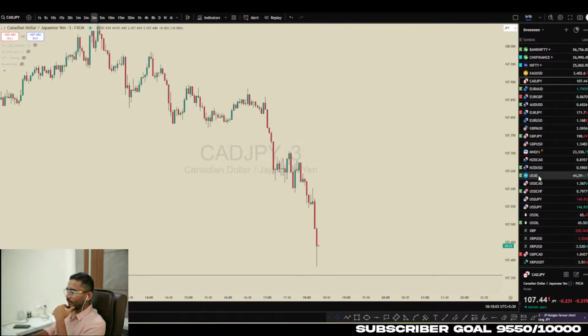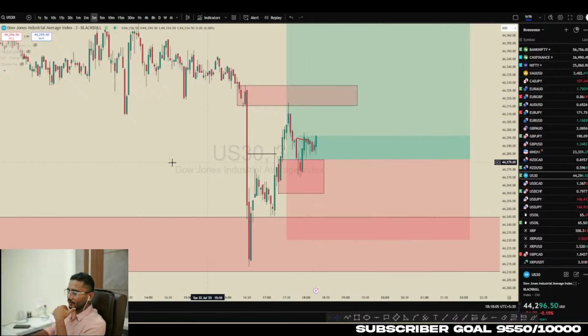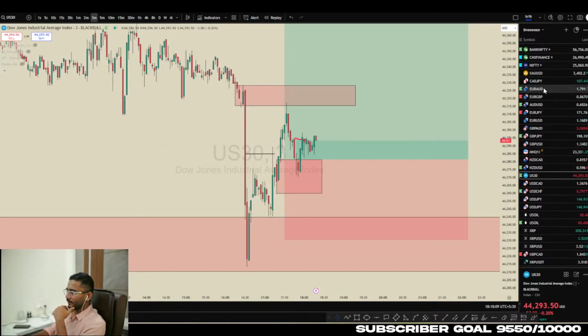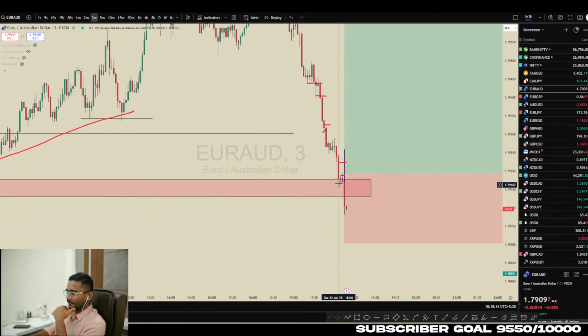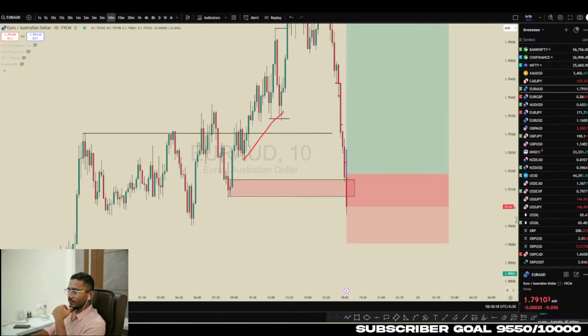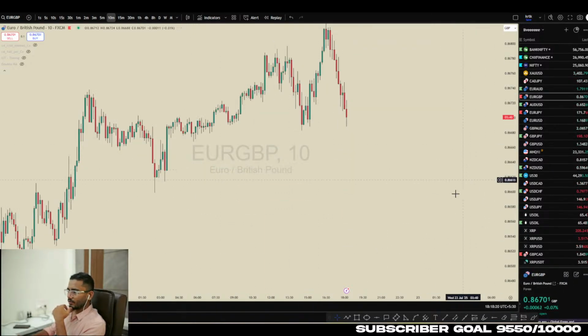So right now I'm in this US 30 trade. Let's see how this goes. And I'm looking for a buy side on Euro AUD. But price still is not showing any kind of bullishness over here. So let's wait. On Euro JPY.